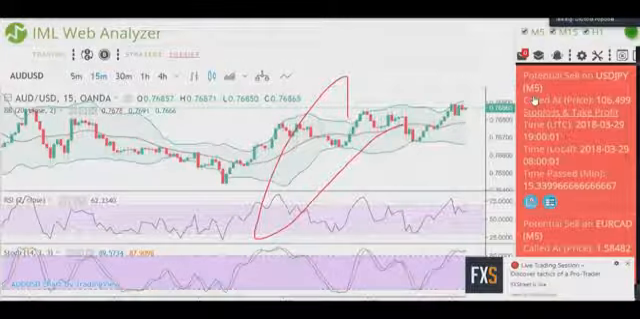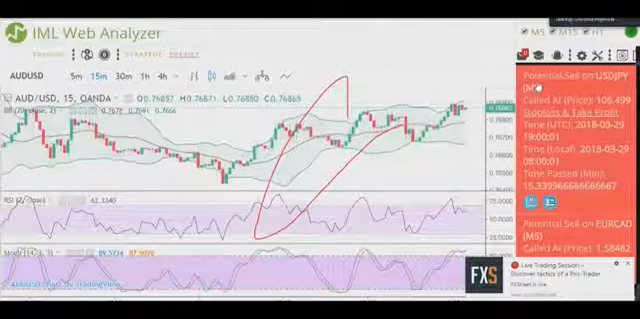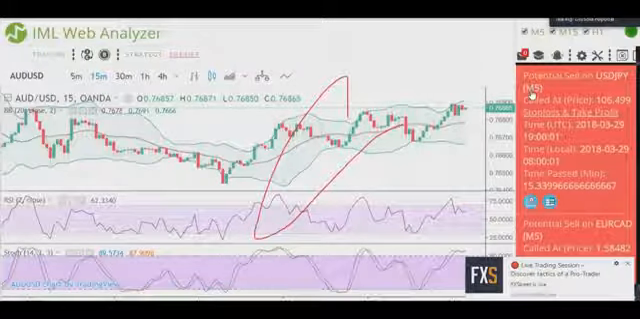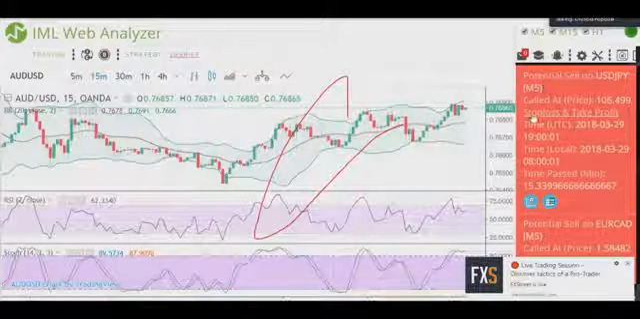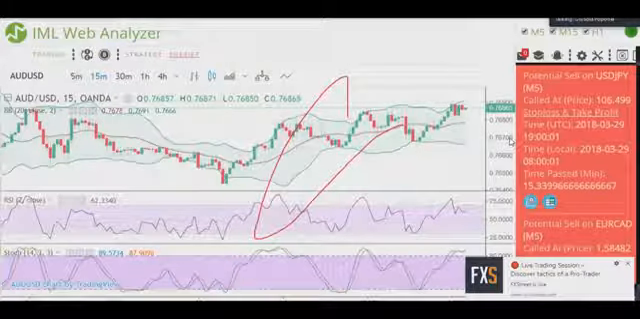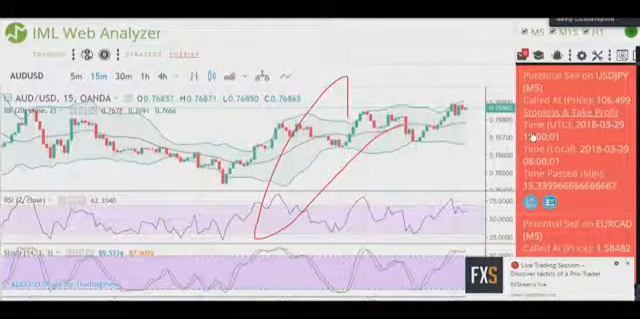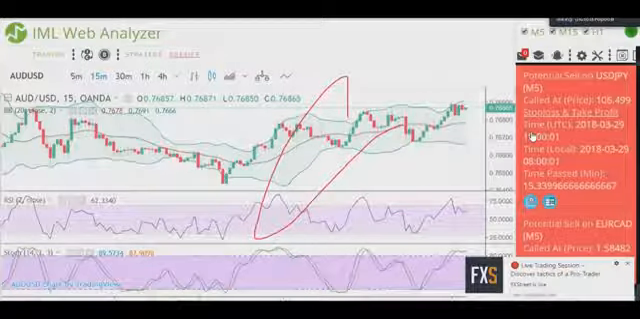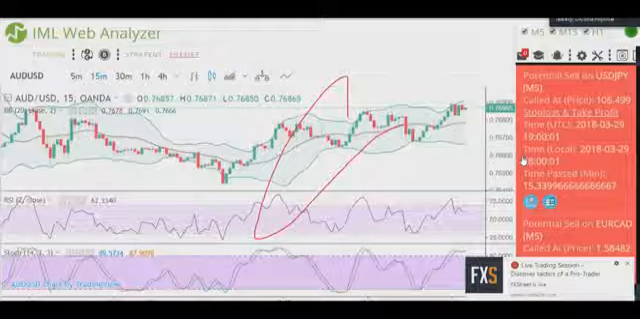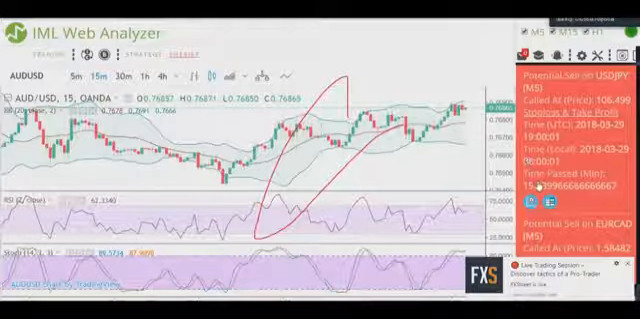Now, look at this. The way it shows you, it gives you a potential sell, and it gives you the pair on a 5 minutes chart. When you see M5, this is the 5 minutes chart. It tells you when the trade was called. It gives you the time in your local time, and then in the UTC time also.